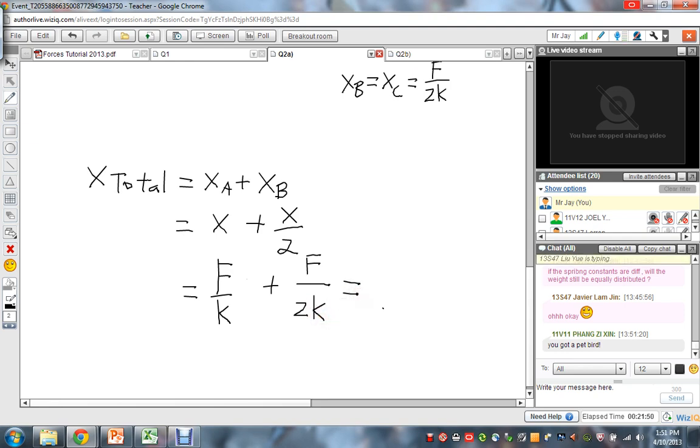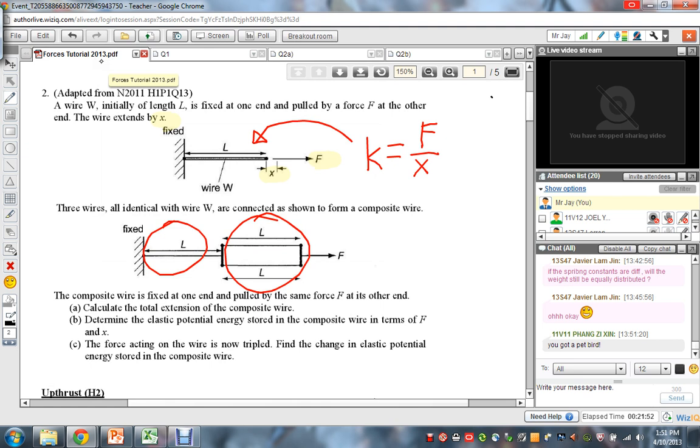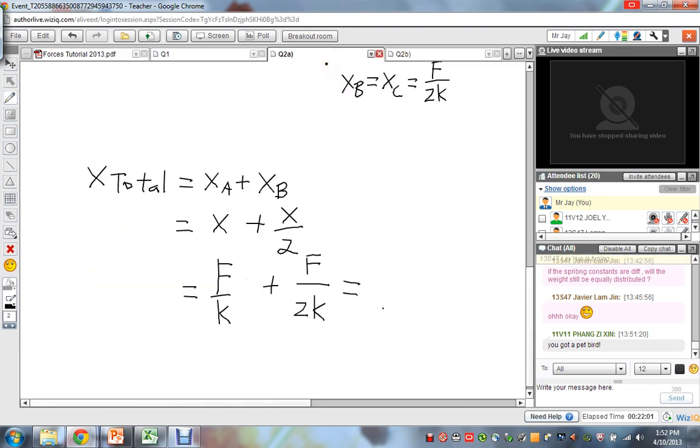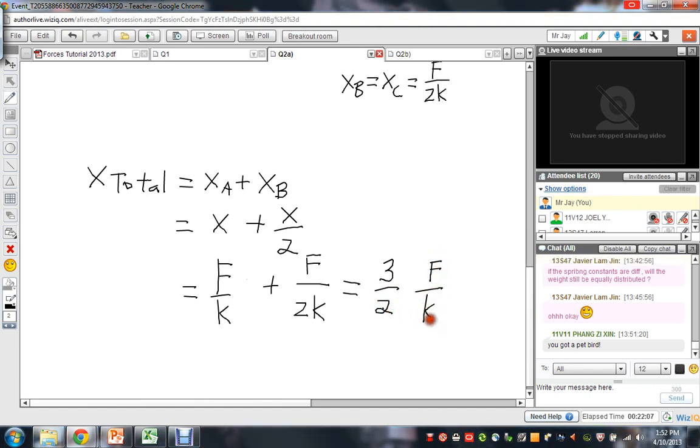For this question, I never specified whether you're supposed to leave your answer in terms of X or in F and K. Either is fine. So let's just leave our answer in F and K. So it's 3 over 2 F over K. And that will be the answer.